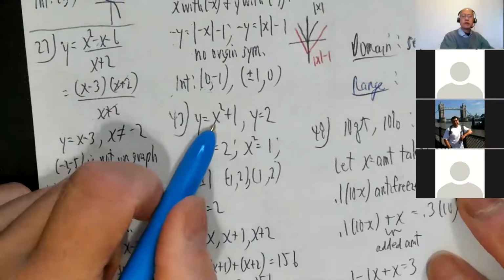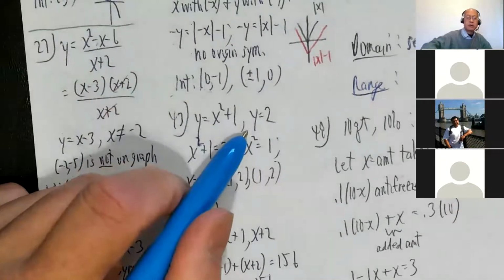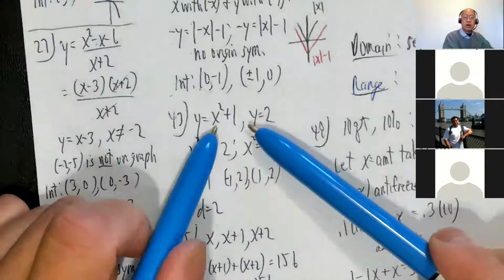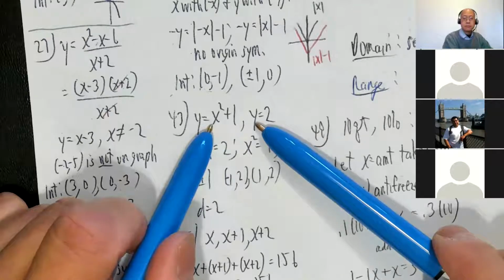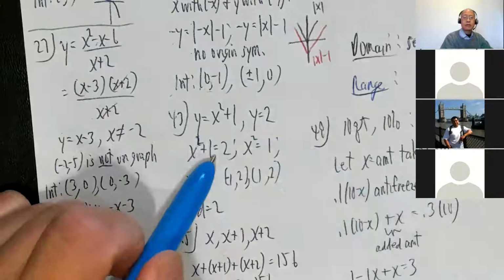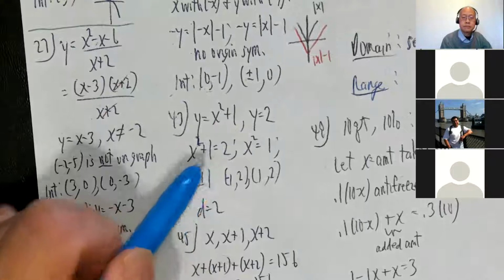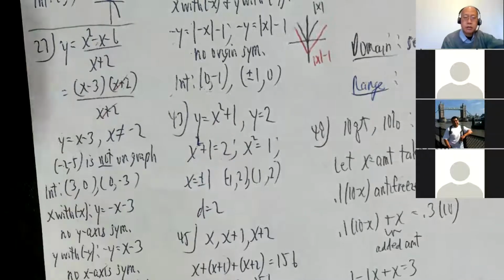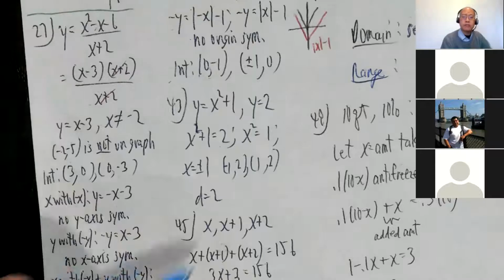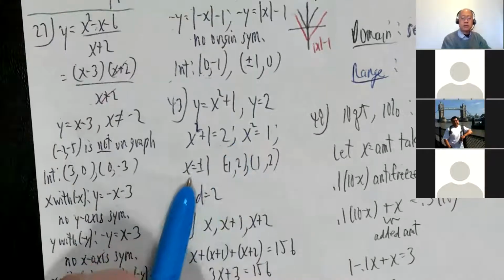So y = x² + 1 and y = 2. All right, so how do I find out where they touch? Set them equal. So make x² + 1 equal to 2. That's easy. Subtract 1, x² = 1. Do the square root property. x is plus or minus 1.